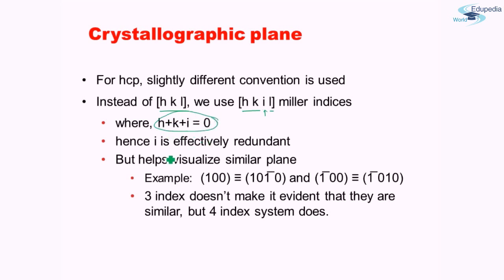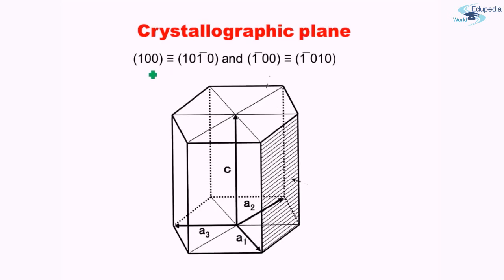I is effectively redundant because of this condition, but we use I because it helps visualize 2 planes which belong to the same family. Let's see this case, right? If we have to draw the 1, 0, 0 plane for hexagonal, or alternatively this will be 1, 0, bar 1, 0, right? Because this plus this plus this should be 0. Then which plane will this be?